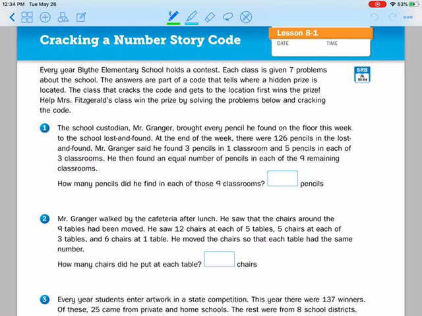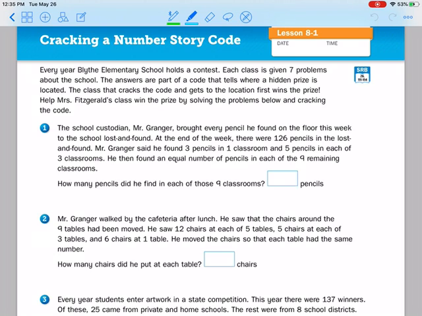So let's do problem number 1. The school custodian, Mr. Granger, brought every pencil he found on the floor this week to the school lost and found. At the end of the week, there were 126 pencils in the lost and found. Mr. Granger said he found 3 pencils in one classroom and 5 pencils in each of 3 classrooms. Then he found an equal number of pencils in each of the 9 remaining classrooms. How many pencils did he find in each of those classrooms?